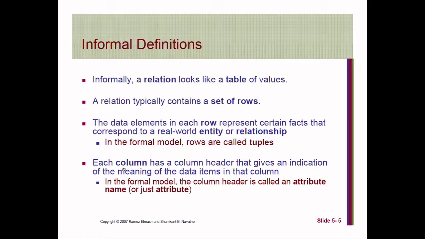And we have columns also. Each column has a column header which tells us the meaning of the column. So in the relational model, the column is called an attribute and the column header is called the attribute name. So each column is called an attribute.